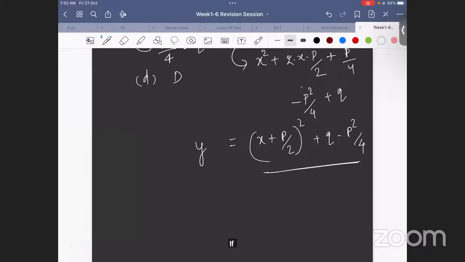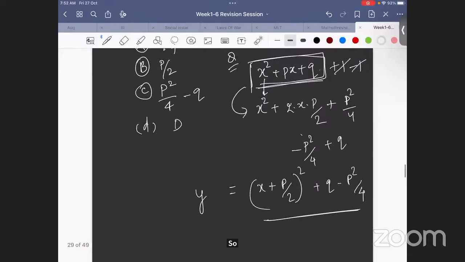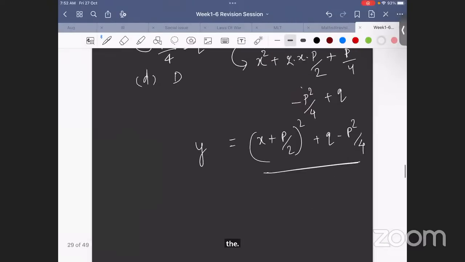Can we do it by using the axis of symmetry? First we find x equal to minus b by 2a. Then we put the x in the equation and get the q. Yes, that also you can do.